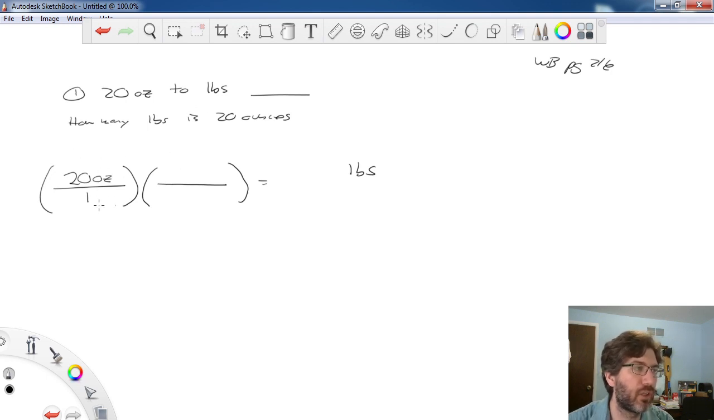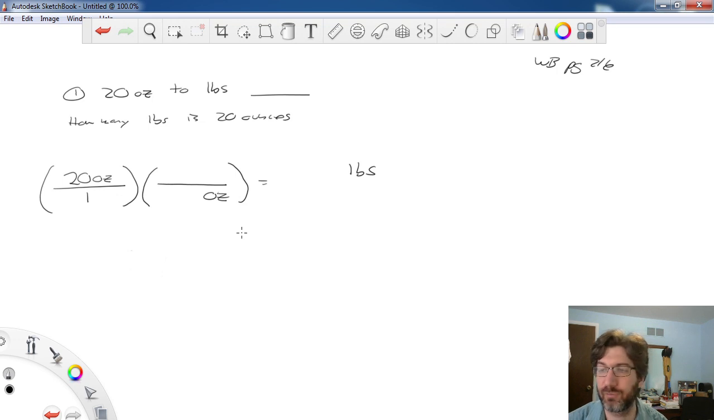Then I want ounces on the bottom, because ounces divided by ounces equals 1, and it goes away when I multiply. Multiplying by 1 is your identity. It doesn't change anything. So if ounces are on top here, in my conversion ratio, I need ounces to be on the bottom. So I need to get rid of ounces. So whatever my conversion ratio is, the number of ounces is on the bottom.